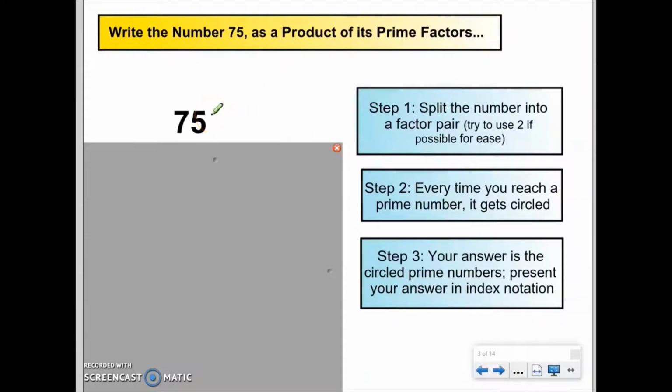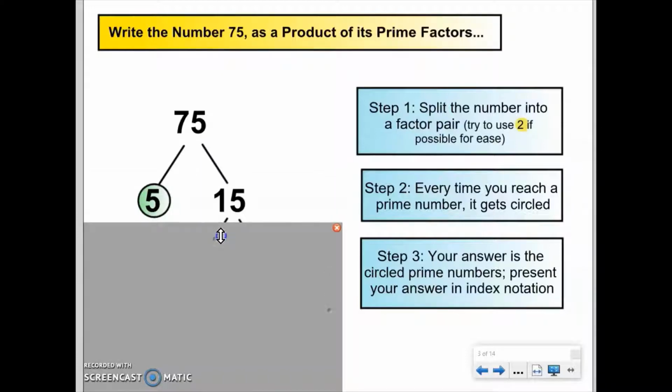Okay, one more example from me. So this time I'm going to split the number 75 into a product of its prime factors. This time when I first look at the number, it is not even, so I can't use 2 as one of the factors. The next easiest factor to use, in my opinion, would be the number 5, because the 5 times table is generally considered to be one of the easier times tables. So I'm going to remove the number 5 as a factor.